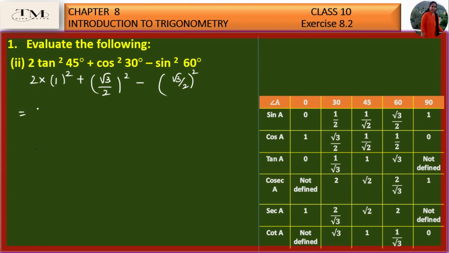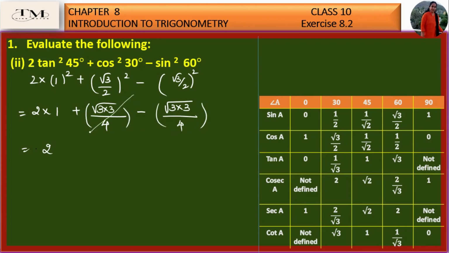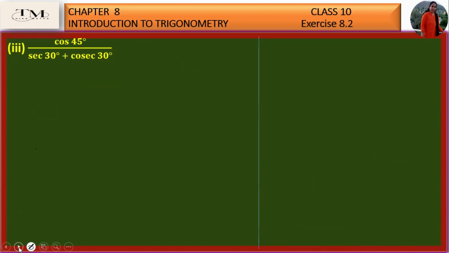So which is equal to 2 into 1 square is 1. Here root 3 by 2 whole square. So this is nothing but root of 3 into 3 divided by 2 square. 2 square is 4 minus, in the same way, we have root of 3 into 3 divided by 2 square is 4. So 2 into 1 is 2. So if you check these two values, both are same. So it gets cancelled. This is plus and this is negative. So both get cancelled. So the answer is 2. Okay children, I hope this problem is very easy. So moving on to the third part.